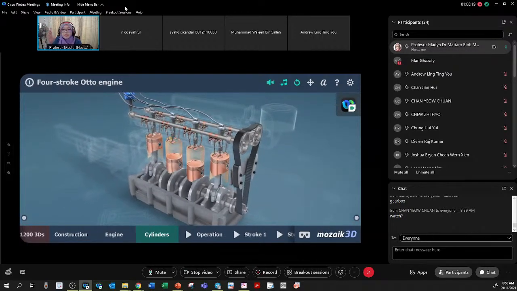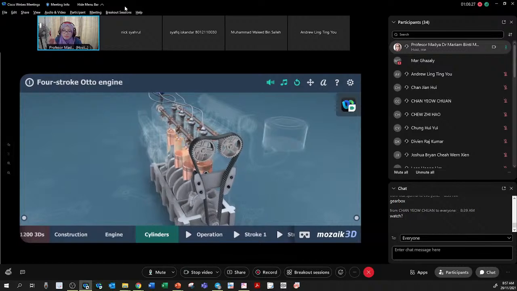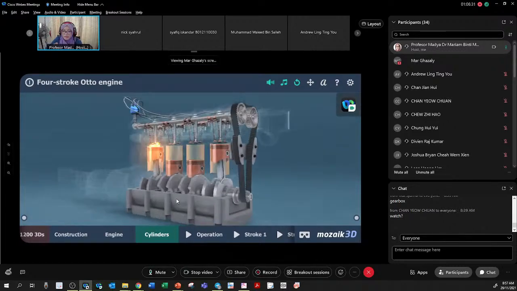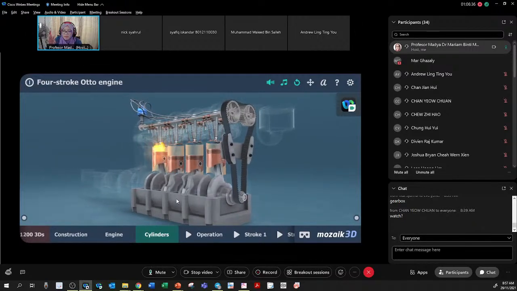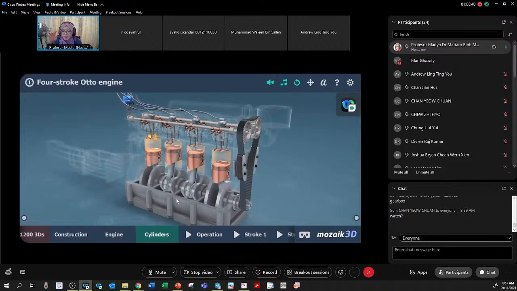This is where I want you to go through the video that I shared in Telegram and also this app. This app shows that we have the crank and shaft mechanism down there, which is the rotating part, with the four cylinders moving up and down. And we also have the cam and follower at the top part there.